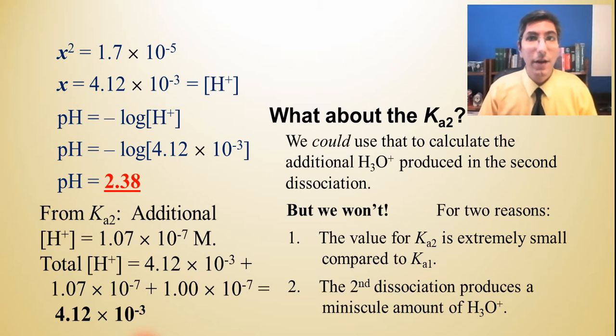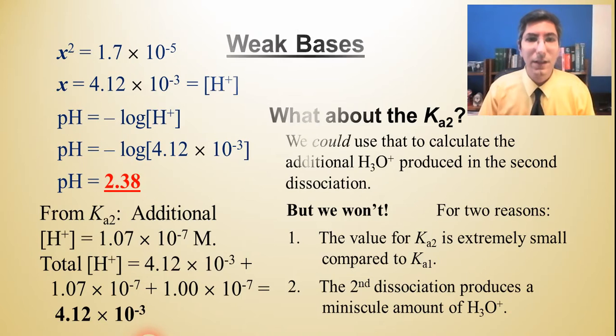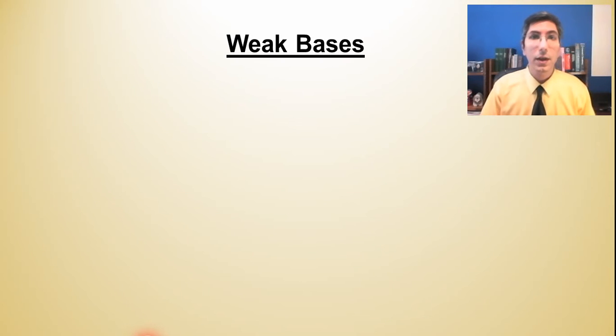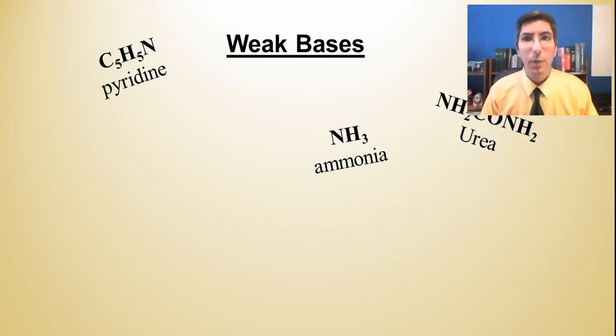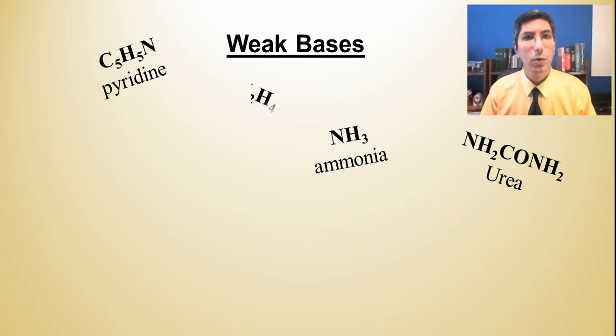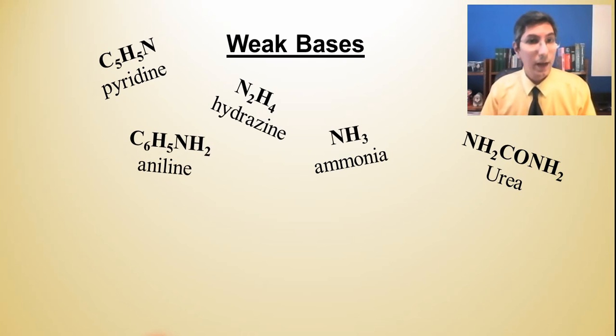Now, in our last video, we focused on weak acids. This time, though, we're focusing on weak bases and how those work. When we look at some examples of weak bases, we can think of things like pyridine or ammonia. That's a very common one that comes up. We could talk about urea, or hydrazine, or aniline.